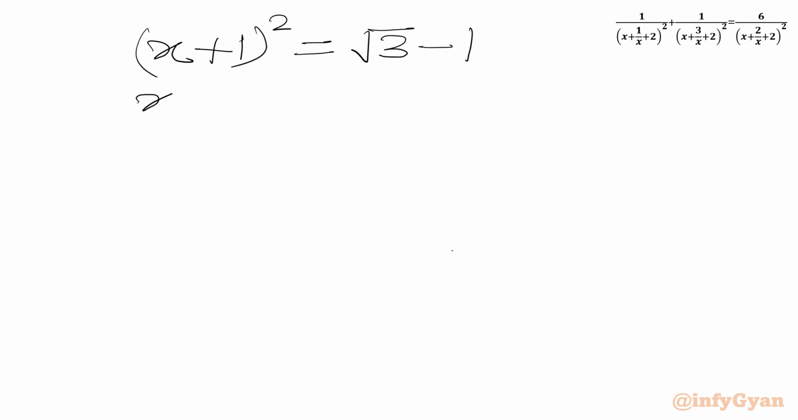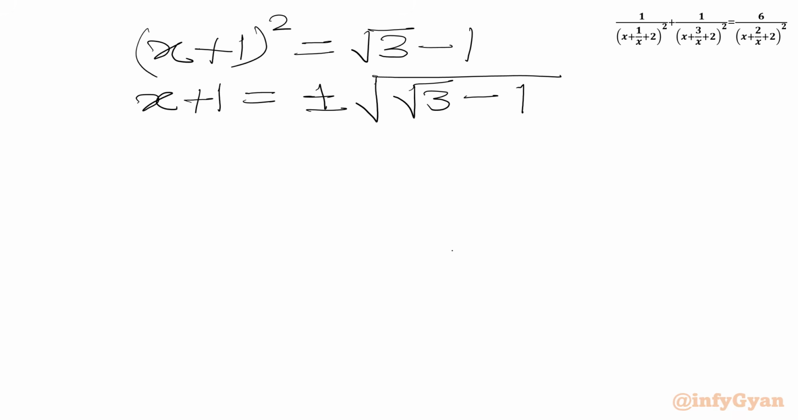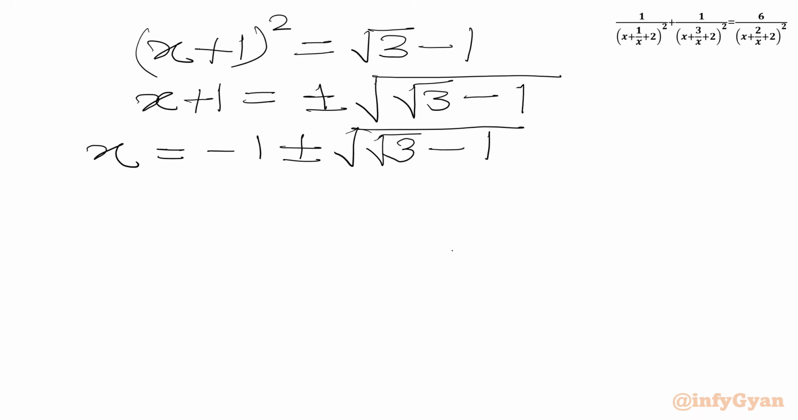Now we'll be taking square root on both sides. I will write x plus 1 whole square equal to square root 3 minus 1. After taking a square root on both sides, we will get plus minus square root of square root 3 minus 1. Now we have only to subtract 1 to get our final real solutions. x will be equal to minus 1 plus minus square root of square root 3 minus 1.